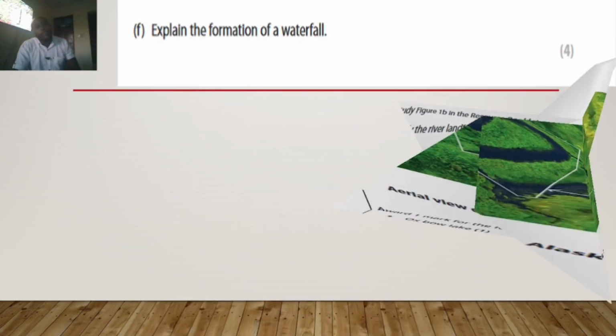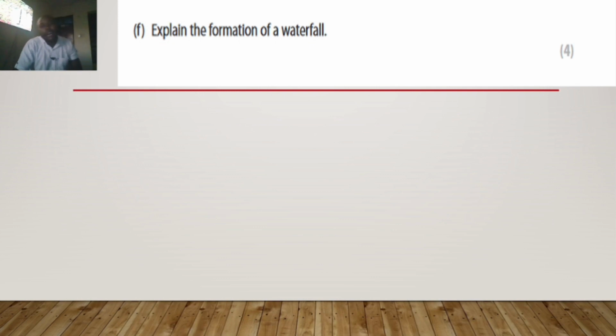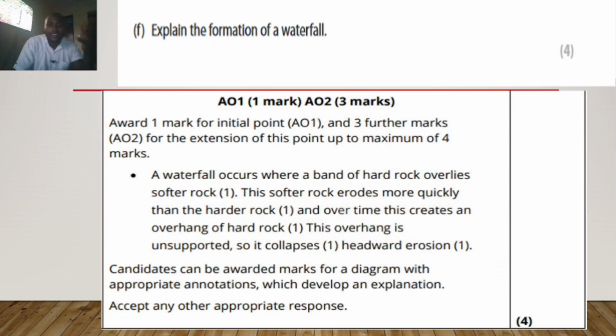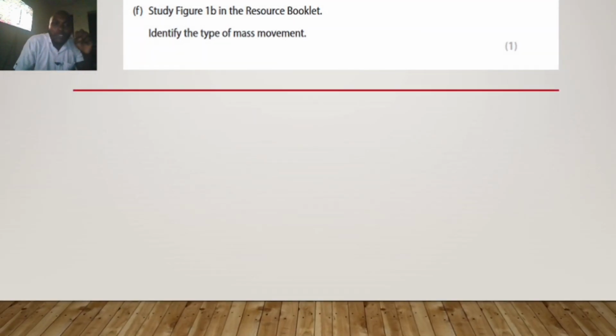Then explain the formation of a waterfall. This is very common. I'm repeating it because I didn't want to leave any question. So any question I was meeting on this topic, I was just bringing it along. So I think now it's clear you understand different ways of answering questions. You can use any that you feel comfortable with as you explain the formation of a waterfall, all right? Okay, now the next one, study figure 1B in the resource booklet, identify the type of mass movement.